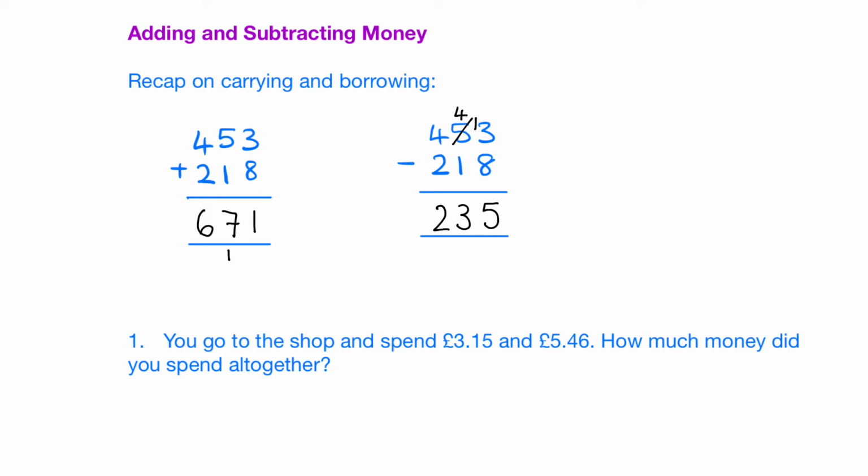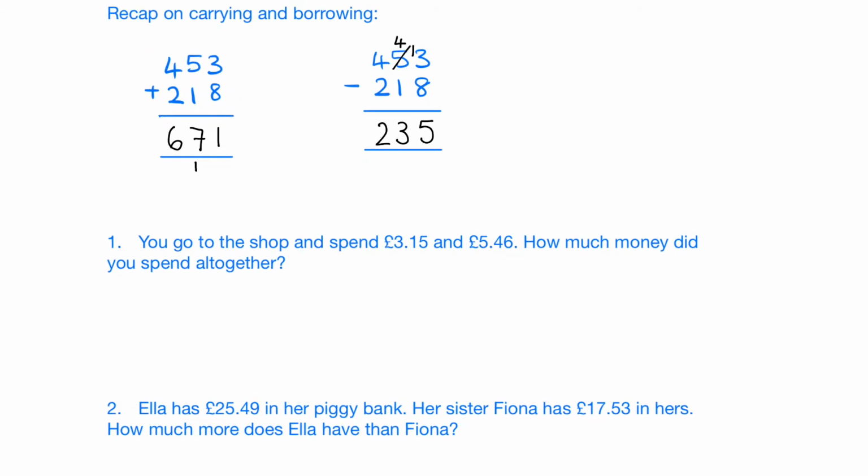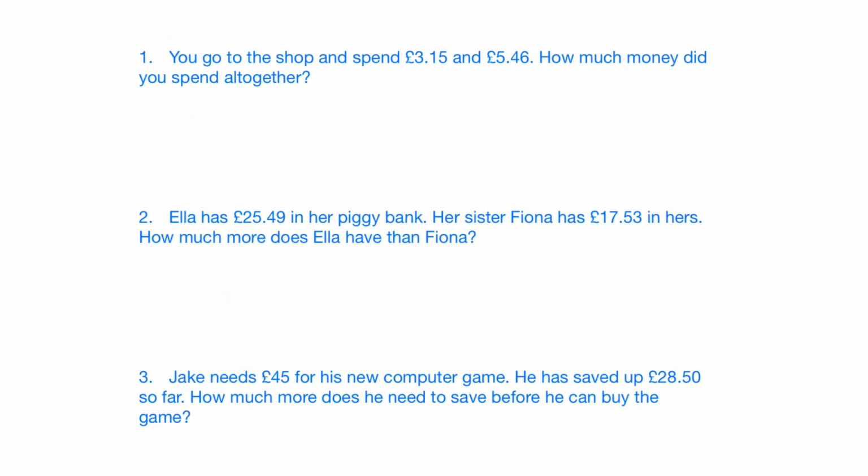So we've done both of those now. Right, now make this a little bit smaller. There we go. So we're going to look at using money now for adding and subtracting. So first of all, look at this question. You go to the shop and spend £3.15 and £5.46. How much money did you spend altogether?